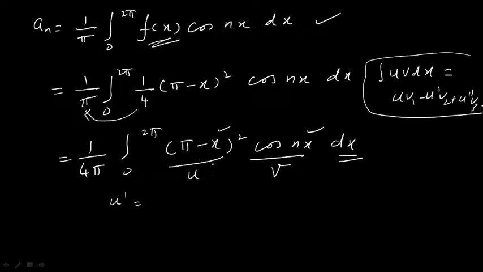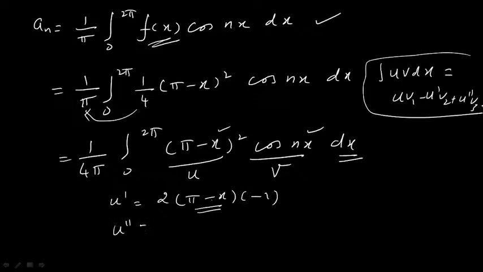u dash: you are going to differentiate it. That is (pi minus x) the whole square. If you differentiate it, you get twice (pi minus x). Then you have to differentiate this. While differentiating pi, you get 0, minus while differentiating x, you get minus 1. Okay, this is your u dash.